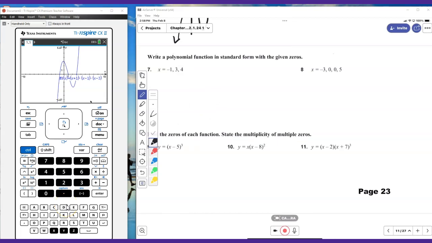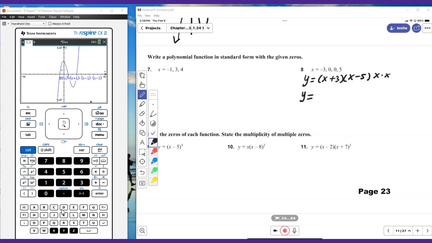Number 8, write the polynomial function in standard form with the given zeros. So in this case, we're going backwards. So we have y equals x squared, parentheses x plus 3, parentheses x minus 5. And then we have two zeros, so it's going to be x times x. So let me go and do some rearranging.